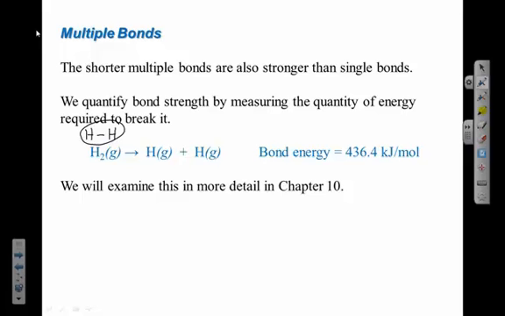Forming a bond releases energy, because forming a bond is a decrease in potential energy. That potential energy is released into the surroundings. Breaking a bond requires an energy to come into the bond to break the attraction that's present there. And we will talk about that in a lot more detail later in the semester.